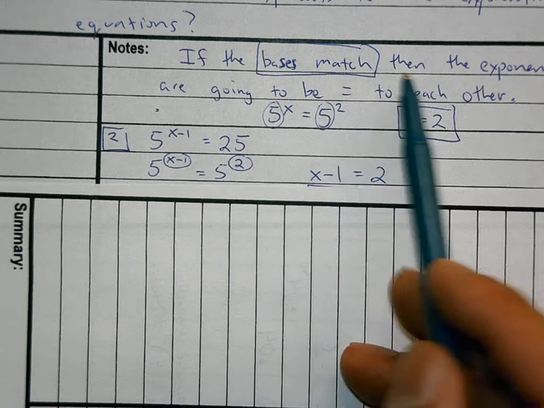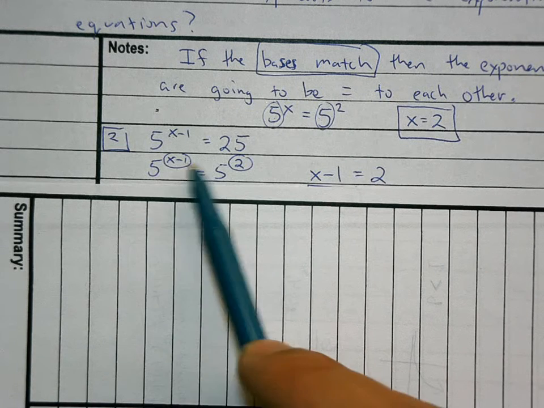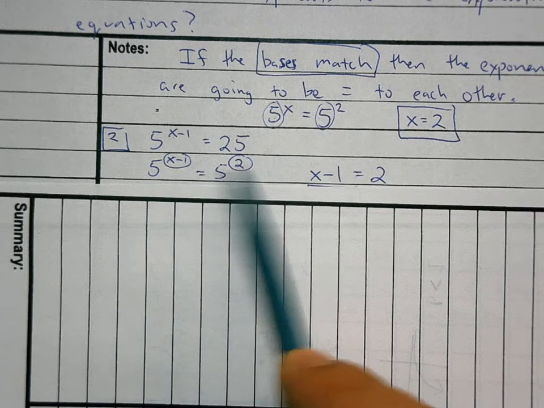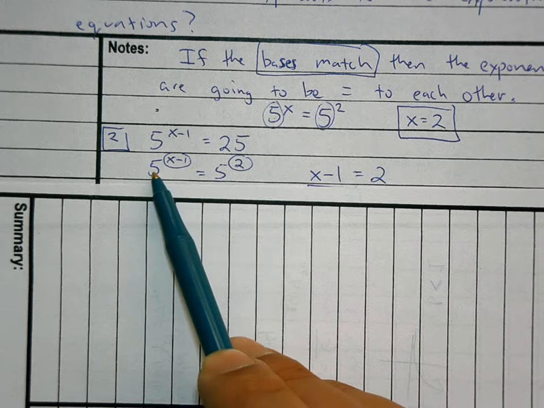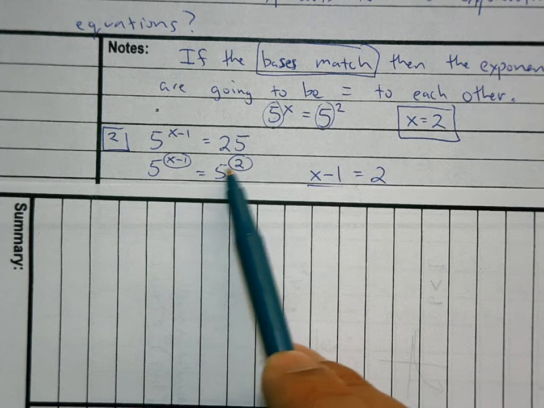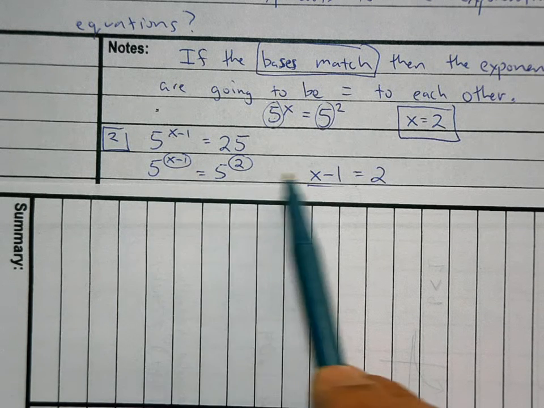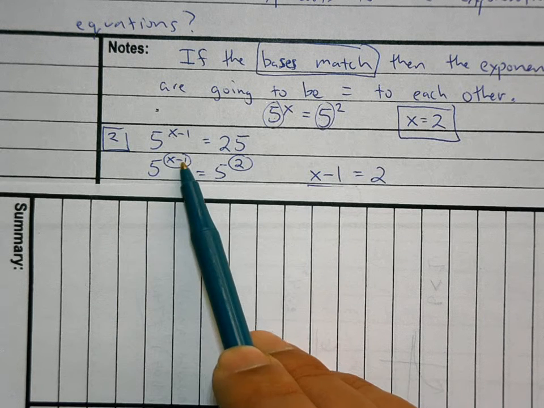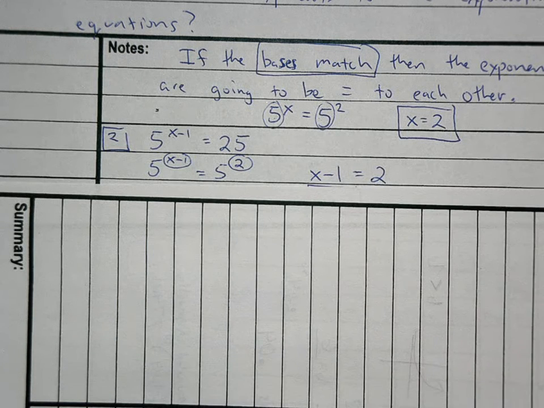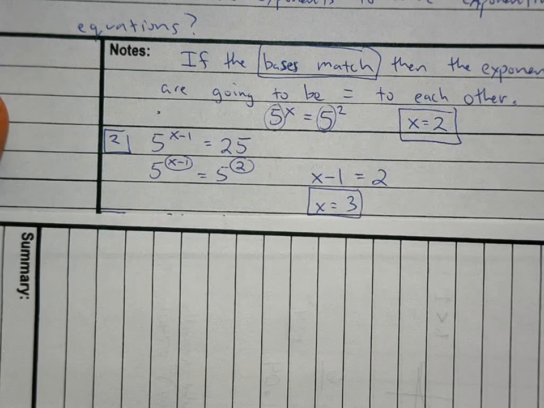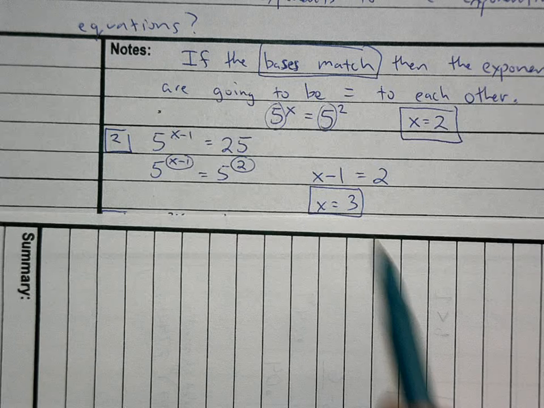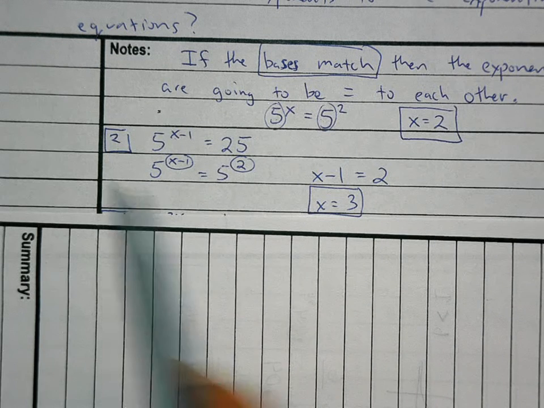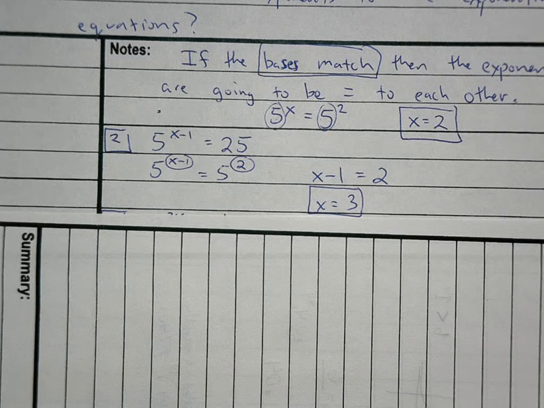If the bases match, then the exponents have to be equal to each other. So if I have 5 to the x minus 1 equals 5 to the second power, I can say x minus 1 has to be the same as 2, and I can figure out what x has to be. Do you know what x has to be? If you wrote down 3, 3 is the correct answer for number 2 that we're going to do on worksheet 5.5.